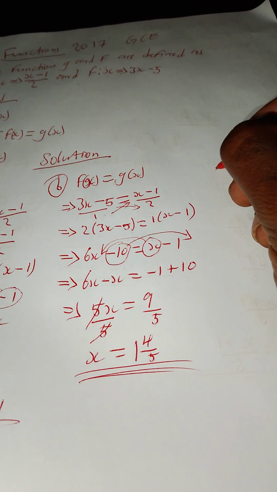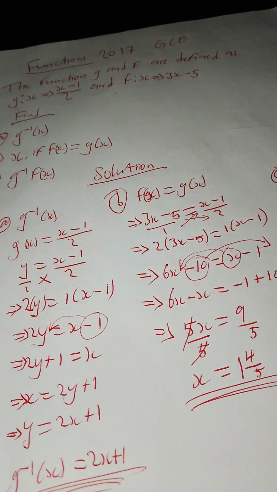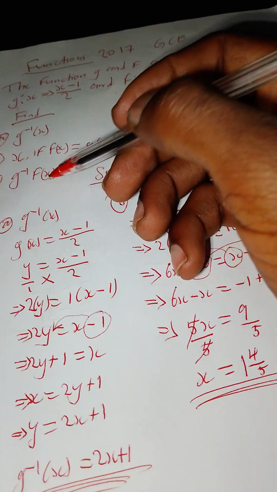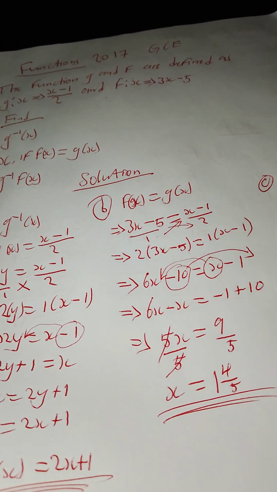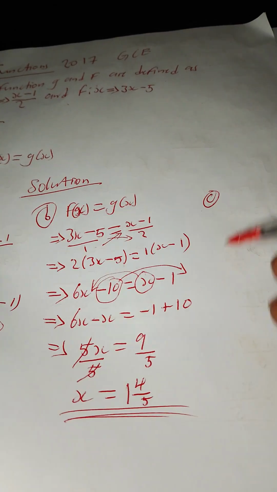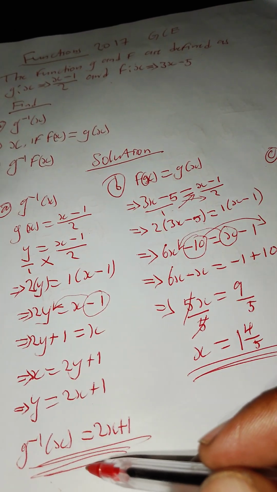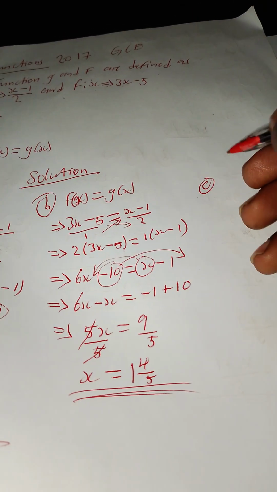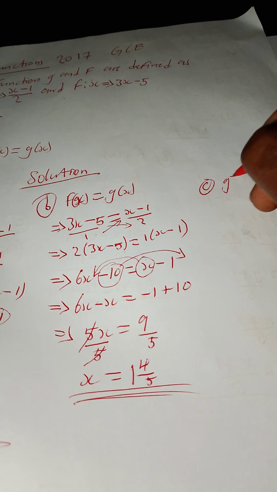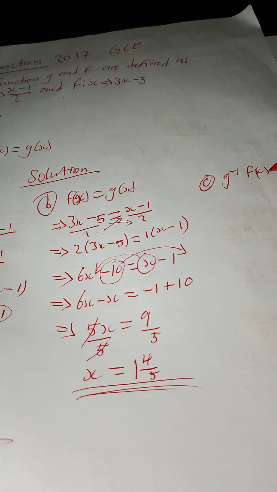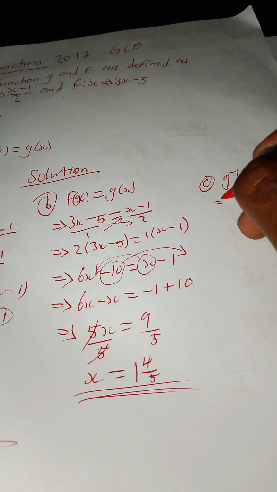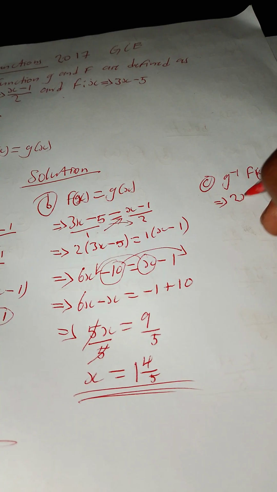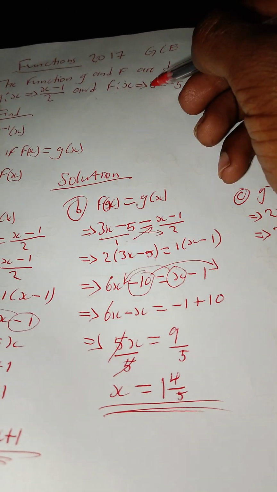Then we go to C. They want us to find g inverse of f of x. Remember I've already calculated the inverse of g. So we are just going to bring in the inverse of g here. g inverse of f of x. So we're just going to bring the inverse here like that. Then where there is x, we put the whole function of f. What is the function of f? The function of f is right over here.